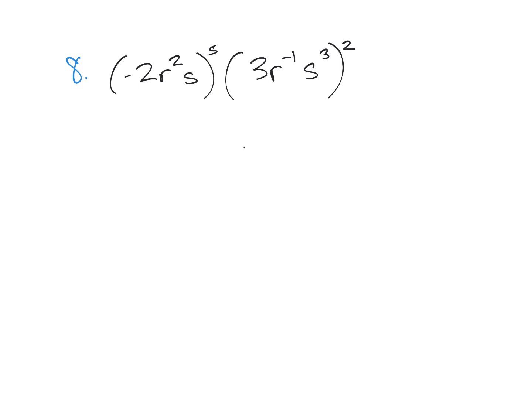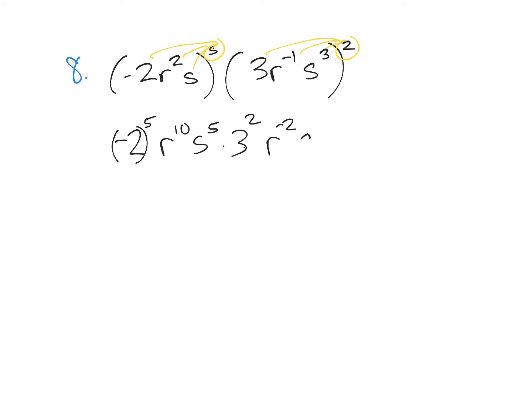All right, we're going to start. Again, let's distribute the 5 and the 2 through to every exponent. Cannot express that enough. Make sure you're doing that. Let's rewrite the problem. So we get a -2 to the 5th. Again, that will remain negative because it's an odd exponent. R to the 10th and s to the 5th. And that's times 3 to the 2nd, r to the -2, and s to the 6th.